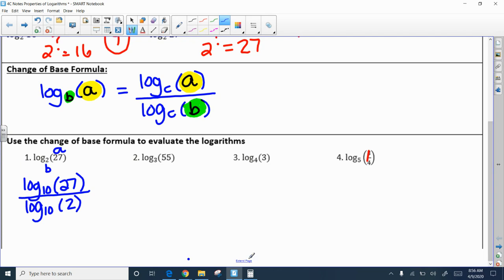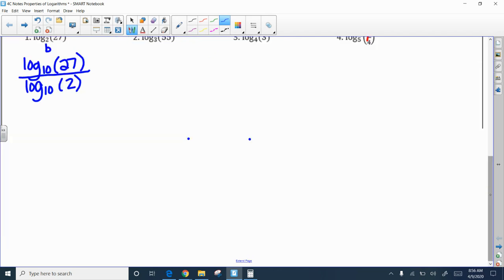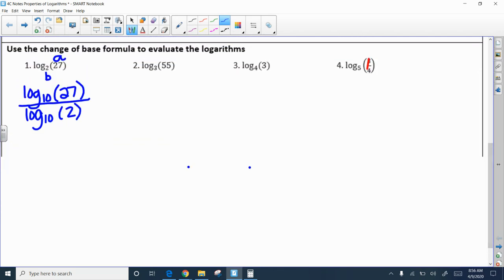Now, because it's a common logarithm, base 10, I don't really have to write the base, and when you evaluate this on your calculator, you're not going to write the base of 10. You're just going to write it like this. Log 27, remember the fraction bar means divide, so log of 27 divided by log of 2. That's what we have to do on our calculator to evaluate this.